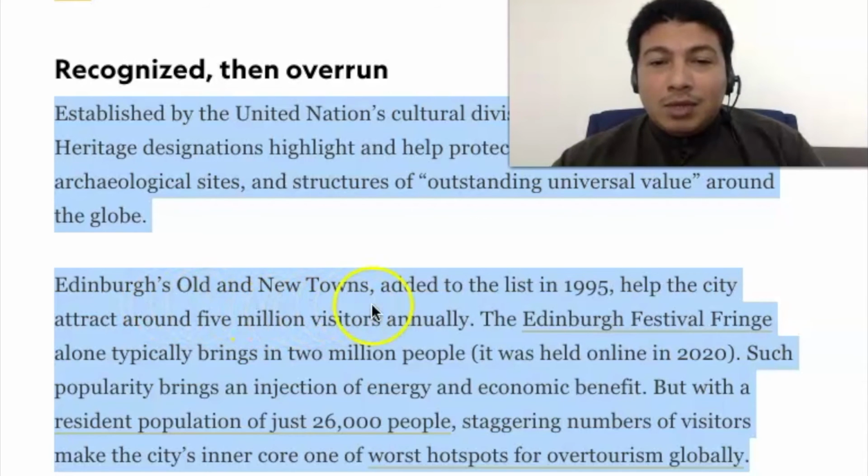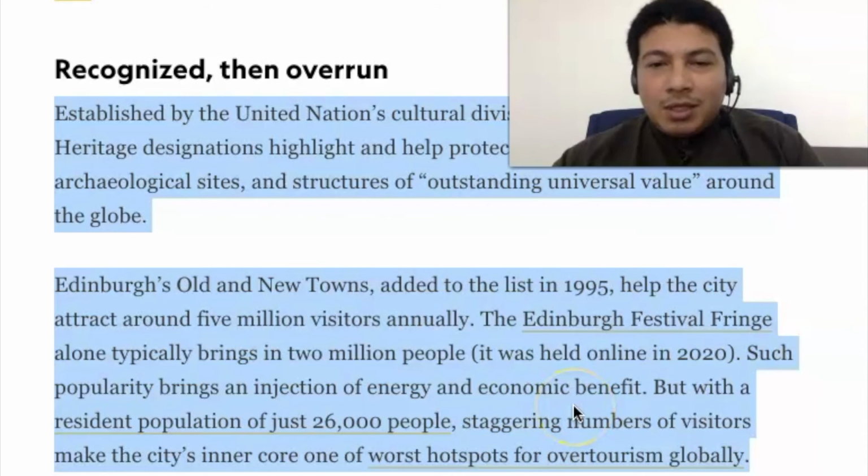Edinburgh's old and new towns, added to the list in 1995, helped the city attract around 5 million visitors annually. And then there is the Edinburgh Festival Fringe, which brings in 2 million people. And such popularity brings an injection of energy and economic benefit, but with a resident population of just 26,000 people, staggering numbers of visitors make the city's inner core one of the worst hotspots for over-tourism globally.